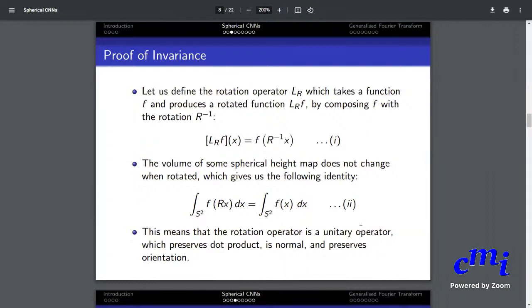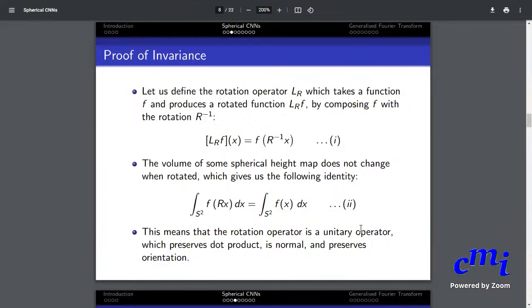So let us define the rotation operator LR, which takes a function small f and produces a rotated function given by LRF. This is done by composing f with the rotation R inverse. So equation 1 defines the operator.